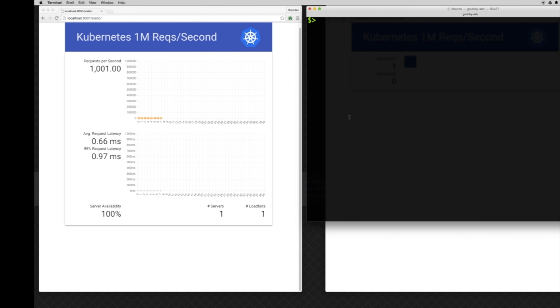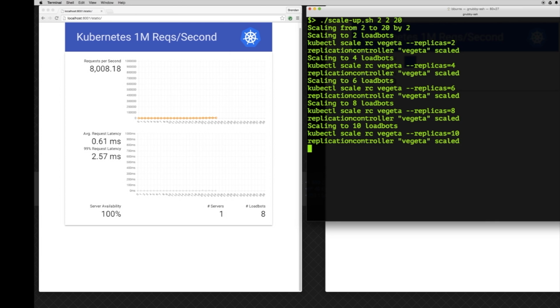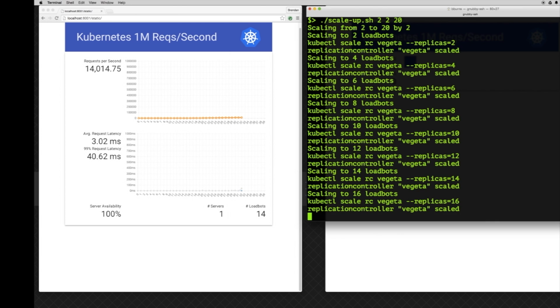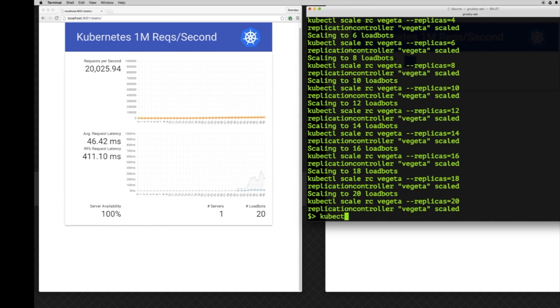Let's start by figuring out how much a single server can serve. We'll scale up our load from 2,000 requests per second to 20,000 requests per second and see what happens with the latency. Here you see load is scaling up to 6,000, 8,000, 10,000, 12,000. And if we look down at our latency graph, we can see the latency is starting to rise. Our 99th percentile latency is now up to nearly half a second.